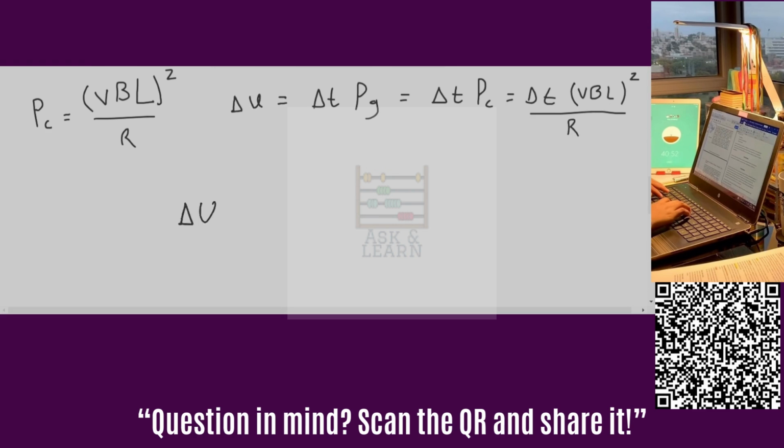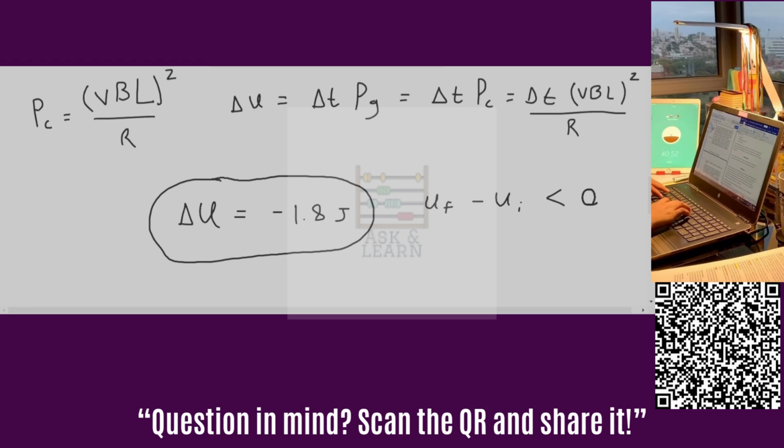change in our potential energy is going to be equal to minus 1.8 joules. And I've added the minus sign on this because if you think about our initial potential energy versus our final potential energy, after we drop, right, our final potential energy is going to be less than our initial potential energy. So this U final minus U initial is actually going to be less than 0.